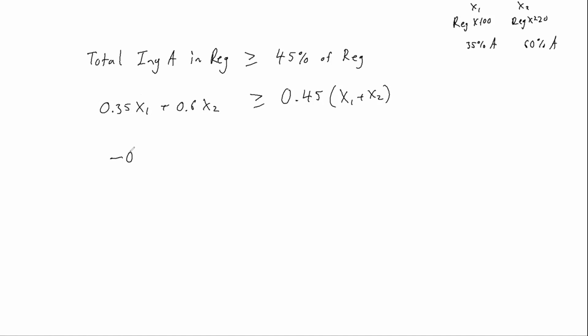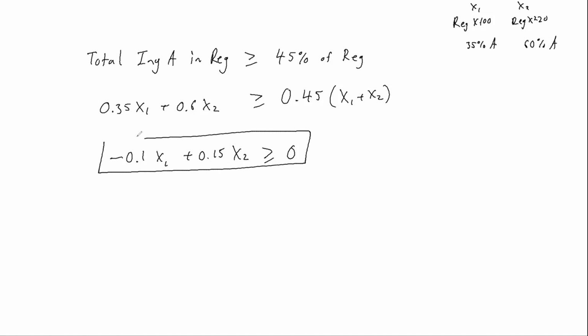So when we rearrange, we get negative 0.1 x1 plus 0.15 x2 is greater than or equal to 0. Okay, so that's our constraint for the ingredient A in the regular gasoline.